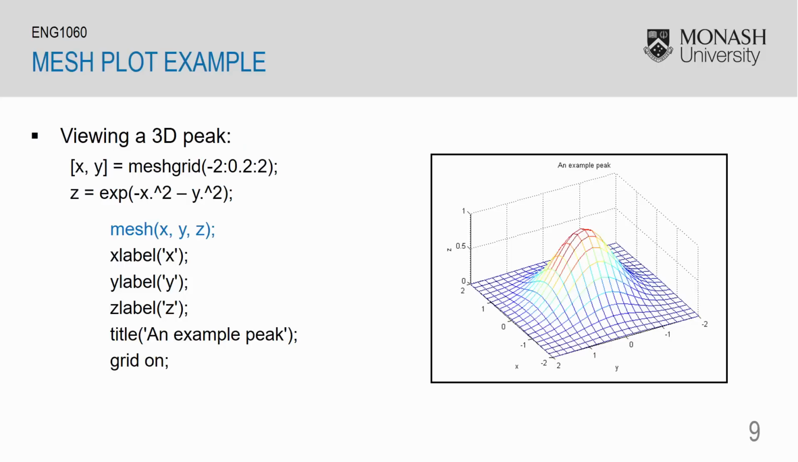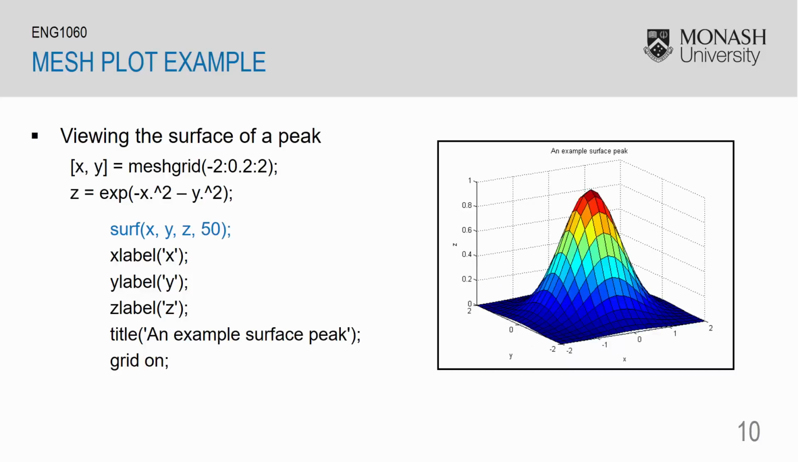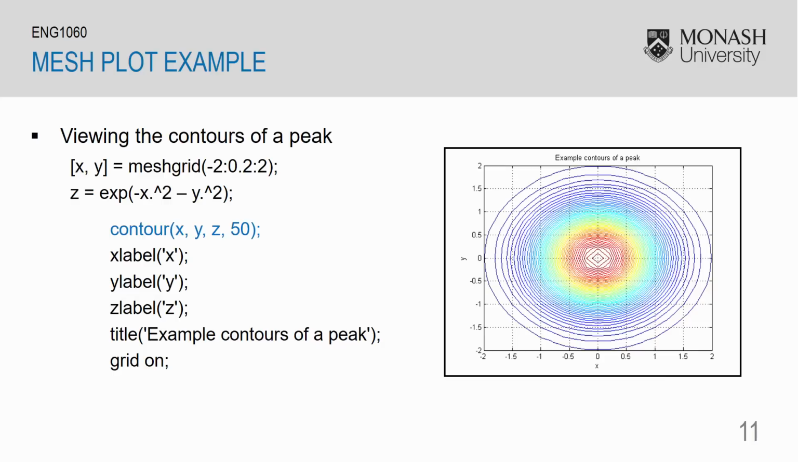The next example is viewing a 3D peak using the mesh command. Again, there are 3 variables, x, y, and z. X and y are created using the meshgrid command. The meshgrid command will create a matrix from the range of -2 to 2 for both the x and y directions. We can also view the surface of a peak using the surf command. And finally, we can look at the contours of a peak using the contour command. Here, the last argument represents the number of contours you wish to see.